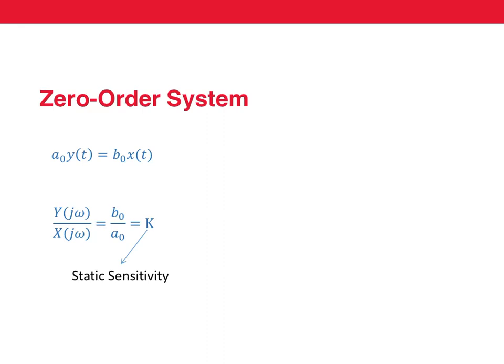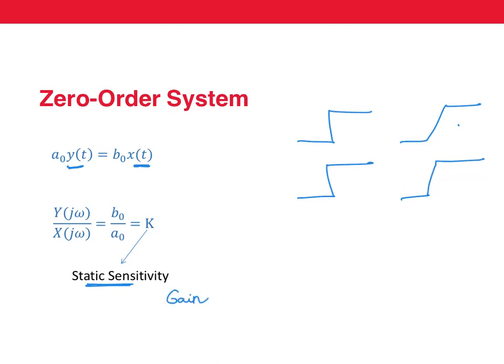A zero order system is a system whose output is proportional to the input. Okay? So the time profile of the output is exactly the same as the input. So if the input changes like this, the output also changes like this. If the input changes like this, the output also changes in the same manner. So you can describe this system with only one parameter, and that is called the static sensitivity. Or you could call it the gain of the system.